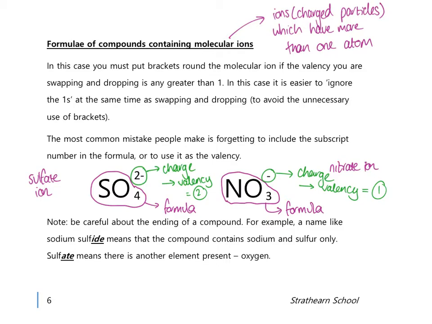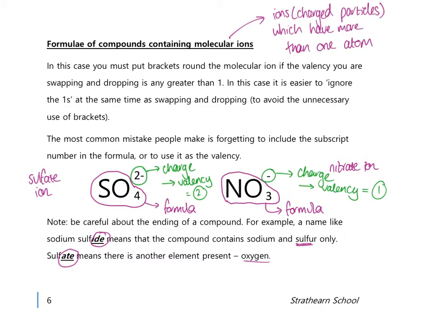So for example, if we had sodium sulfide, that would mean that the compound contains sodium and sulfur only. But sulfate would mean that there's another element present, and that is oxygen. And you would have learned that at an earlier stage. So if something ends in ATE, it suggests that there's oxygen there as well as your other elements. So sulfate is sulfur and oxygen.